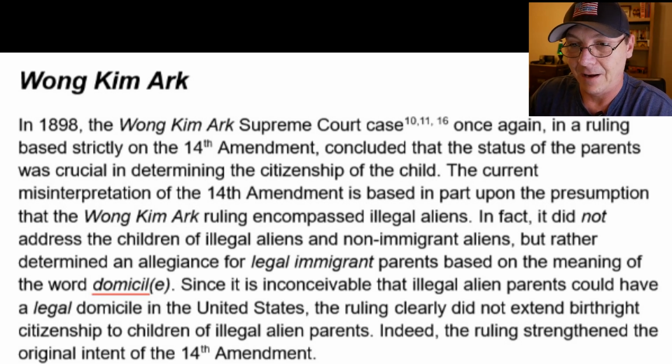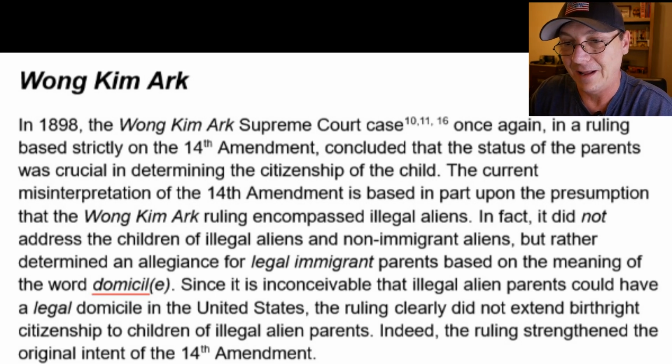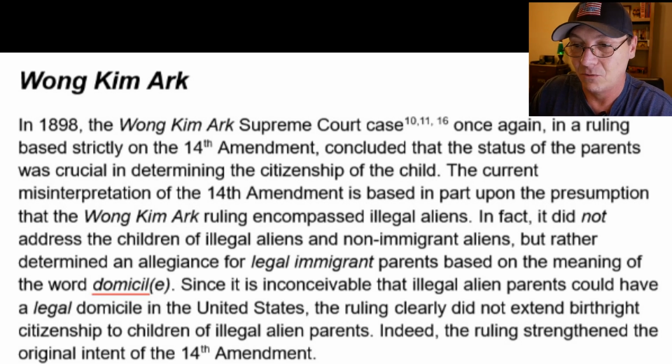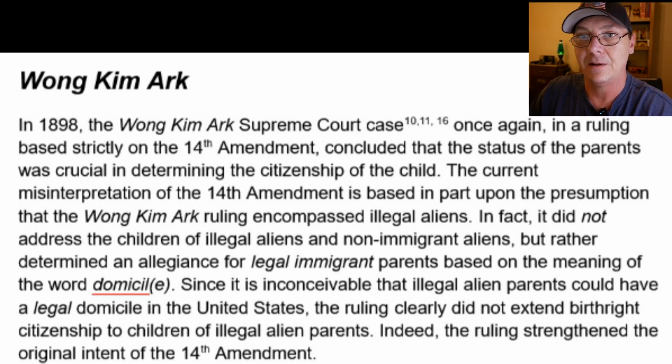But in fact, it did not address the children of illegal aliens and non-immigrant aliens, but rather it determined an allegiance for legal immigrant parents based on the meaning of the word domicile. Since it's inconceivable that illegal alien parents could have a legal domicile in the United States, the ruling clearly did not extend birthright citizenship to children of illegal alien parents. So let me say that again. The ruling clearly did not extend birthright citizenship to the children of illegal alien parents. Indeed, the ruling strengthened the original intent of the 14th Amendment.